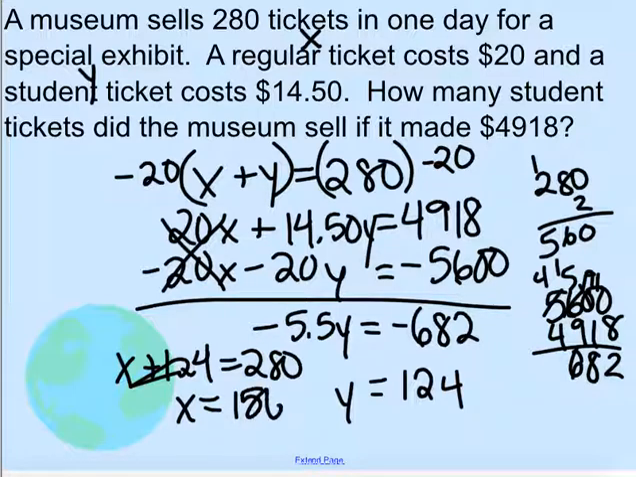So what we're saying is that to get that amount of money out of the 280 tickets, we would have to sell 156 regular tickets and 124 student tickets.